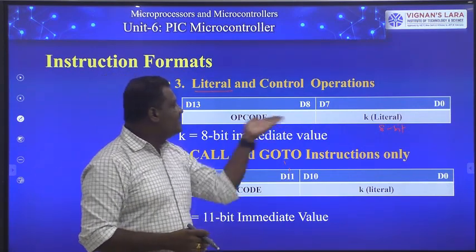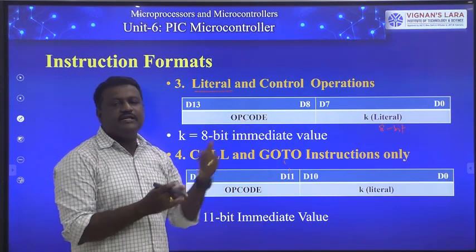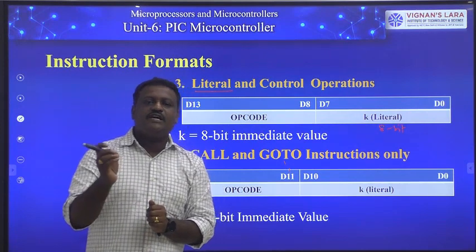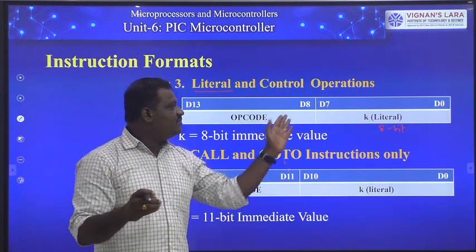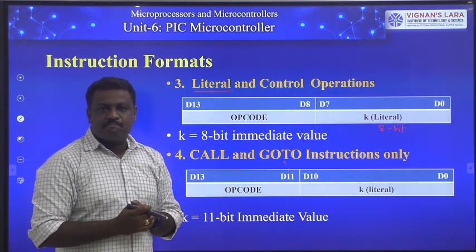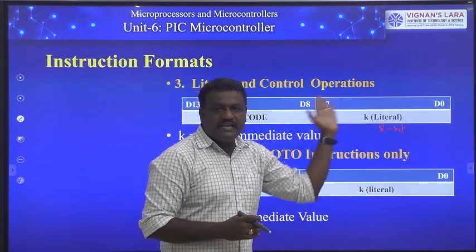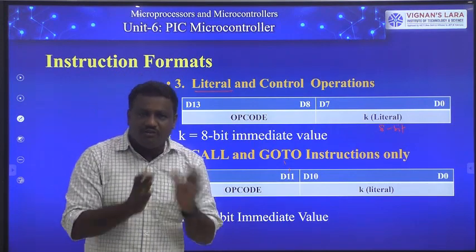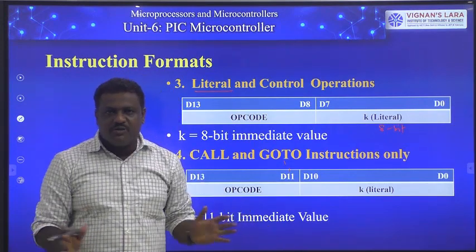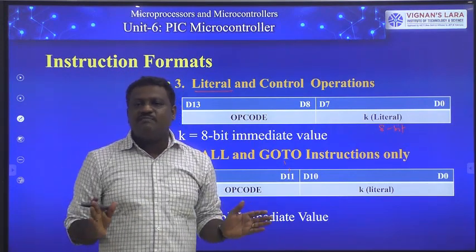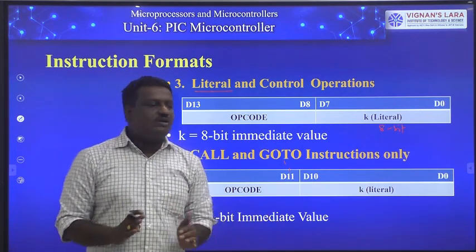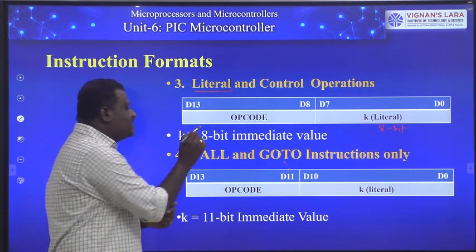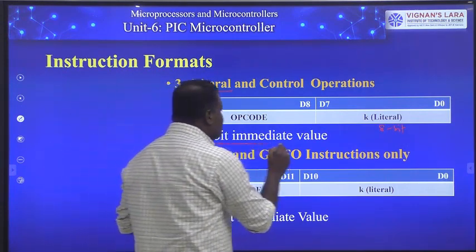So in that case the W register is incorporated in the instruction itself, so I need not dedicate any bits for representation of the W register in this format. So see here, friends, the least significant 8 bits, that is D0 to D7, are purely dedicated for representation of our constant or immediate value or literal value of size 8 bits, and the remaining 6 bits are used for representation of the operation code. That's why, see here, friends, K is nothing but an 8-bit immediate value.